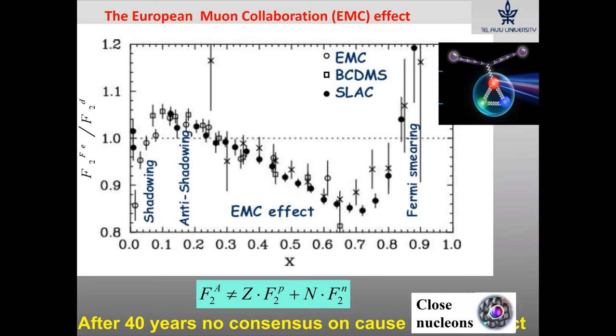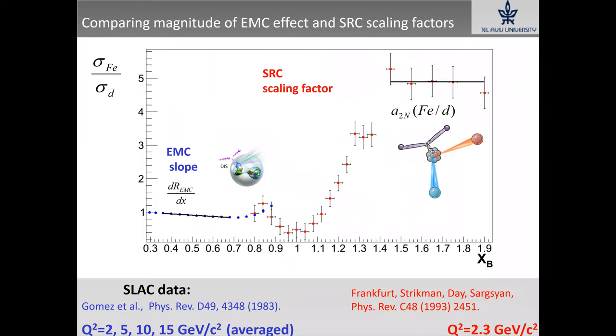And what I would like to argue is the reason for this is the two nucleons close together, short range correlation. And I'll try to show you why I think so. So let's start with the data. What you see here is the inelastic scattering of iron divided by inelastic scattering of a deuteron. Each one of these cross sections is per nucleon, so it's normalized. And the data is from SLAC.